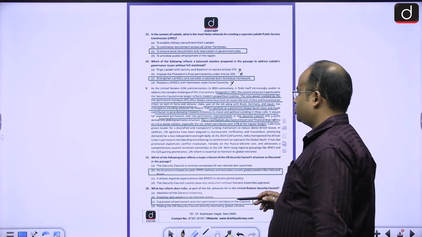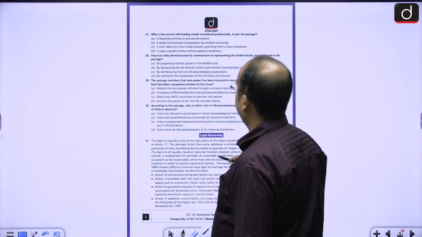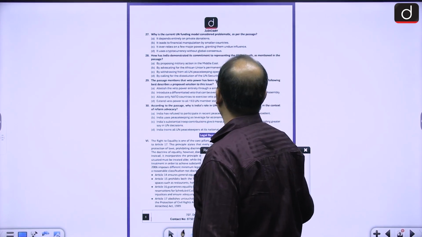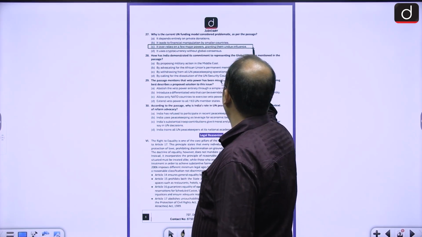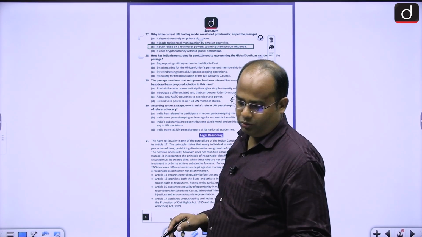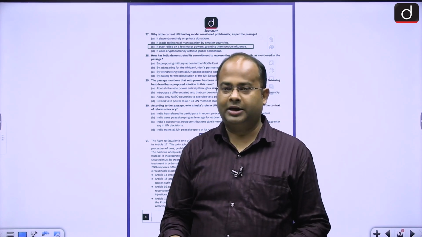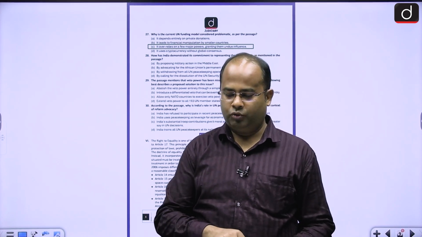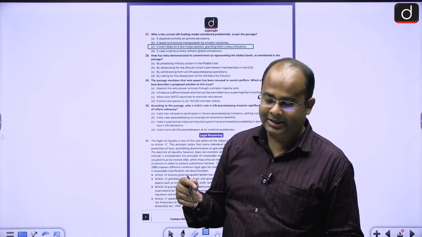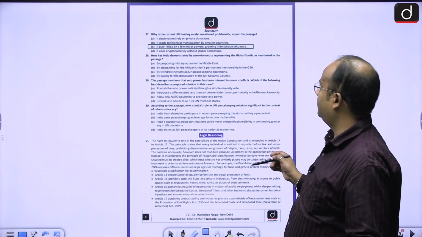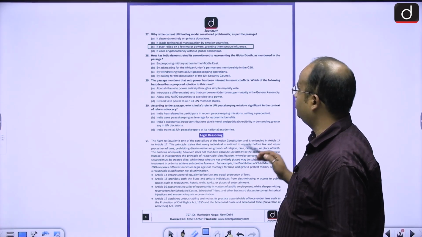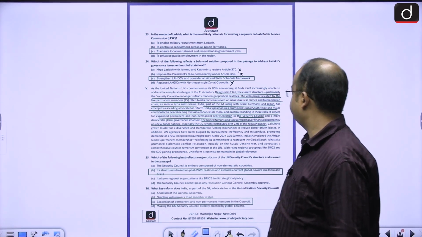तो अब यहाँ पर दोस्तों कहीं ना कहीं जो आप देख रहे हो कि it overrelies on few major powers, granting them undue influence. तो करेक्ट आंसर होगा भाई ऑप्शन सी। तो करेक्ट आंसर होगा ऑप्शन सी कि यहाँ पर कुछ पावर्स को अनड्यू इन्फ्लुएंस दिया जा रहा है, जैसे लाइक यूएसए। Now, how has India demonstrated the commitment for representing the Global South as mentioned in the passage?